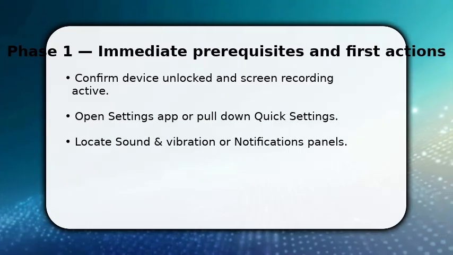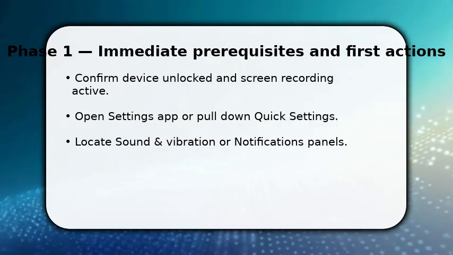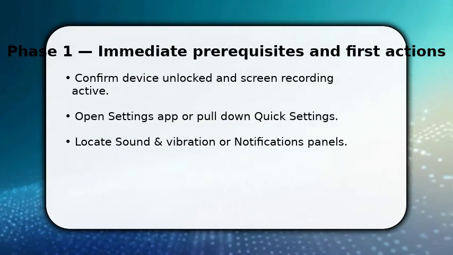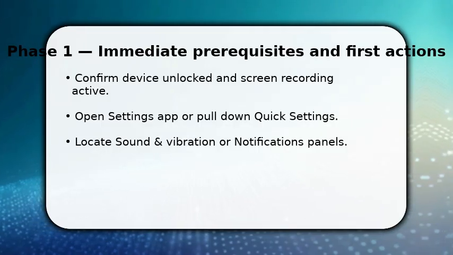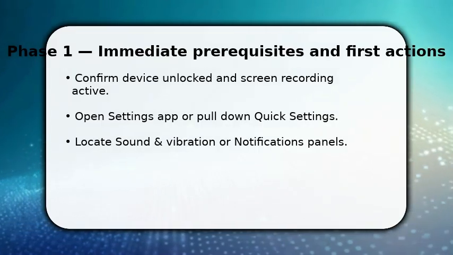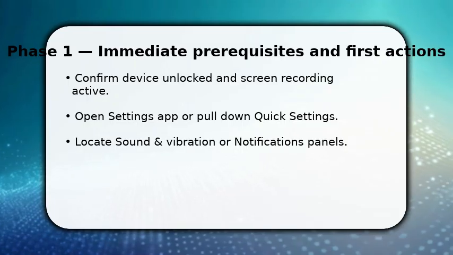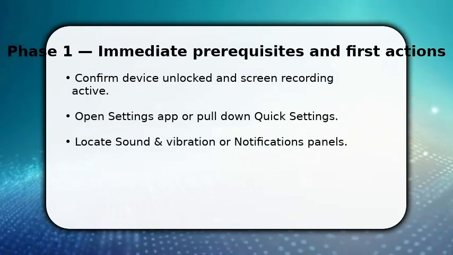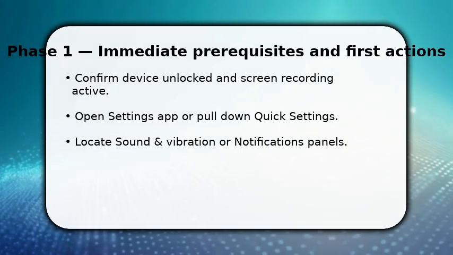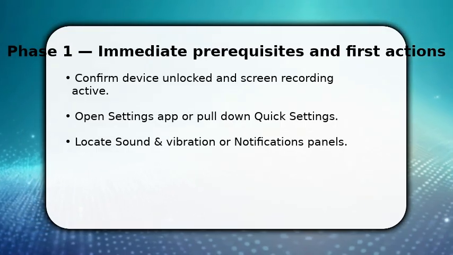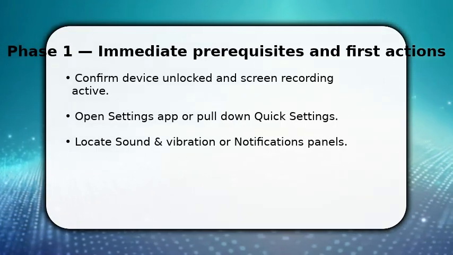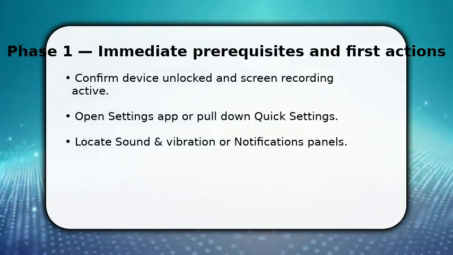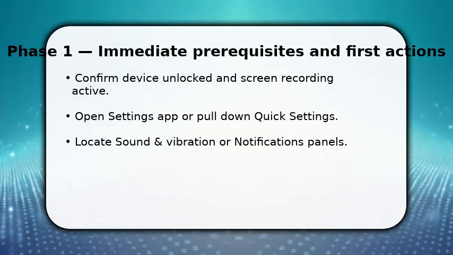You start by confirming the phone is unlocked and the screen recorder is running. Once done, swipe down from the top to reveal Quick Settings. Tap the gear icon to open Settings because stopping recording often lives in either the Notifications or Sound and Vibration area on many Android builds. Make sure you know whether you used a built-in recorder or a third-party app. That determines the next steps.